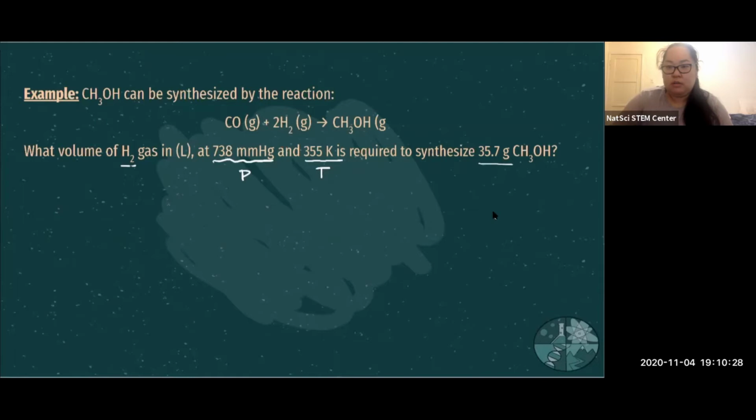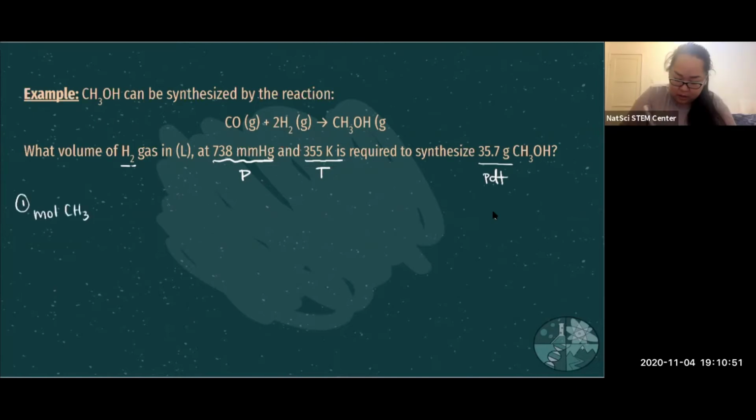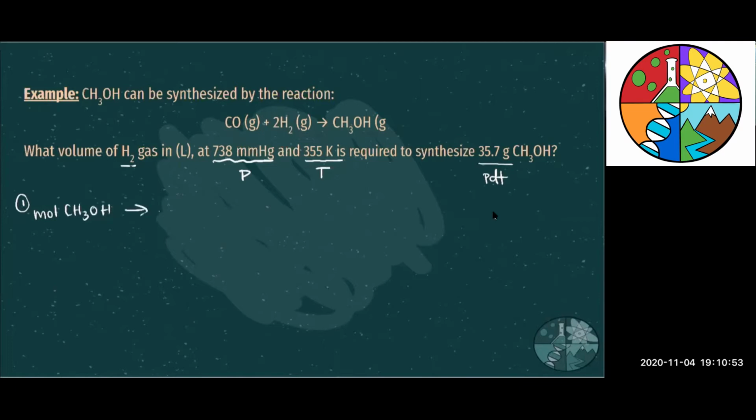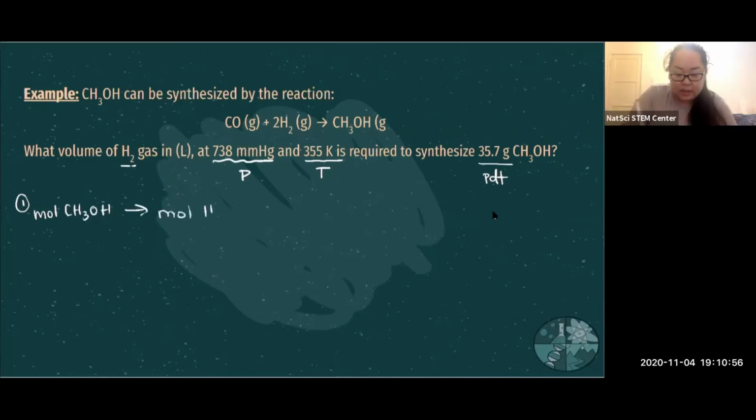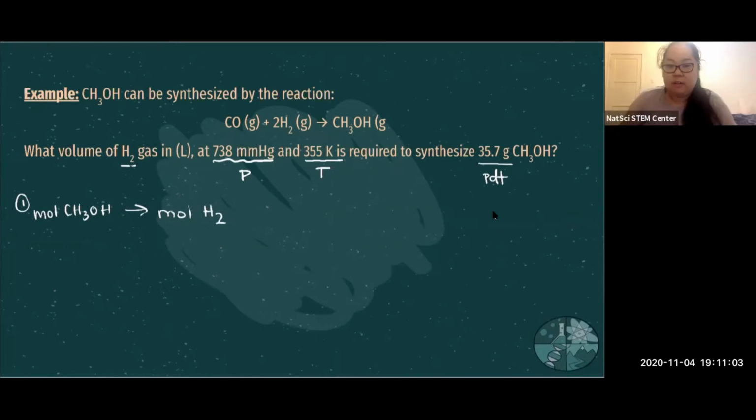So the first thing we would do when we're given this is they're asking us for volume of hydrogen gas, right? But you see here that the mass that they've given us is for the product. What to do first? What do you guys think? We have to find the moles of CH3OH, and then go to moles of H2. Yes, you use your mole ratio, and you're going to calculate moles of H2. So we're going to do this using stoichiometry.